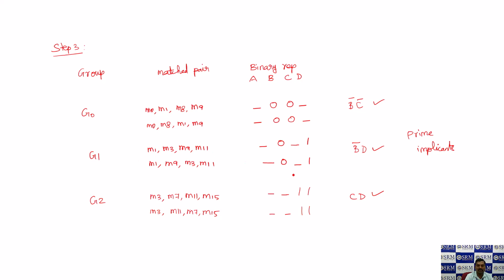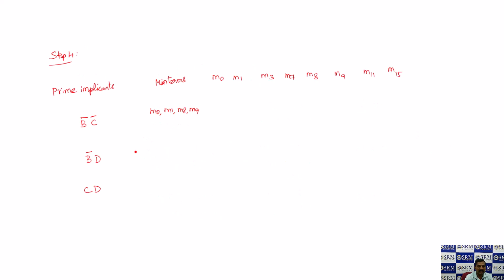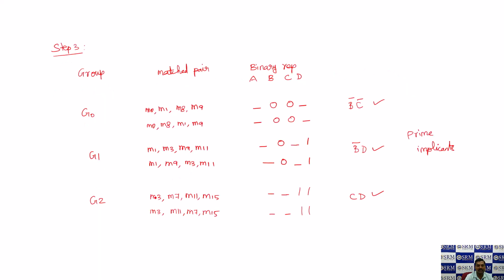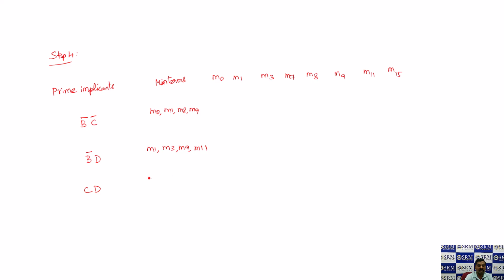Next comes group 1. So this is M1, M3, M9, M11. Next, the last one, CD: M3, M7, M11, M15. Okay, right.